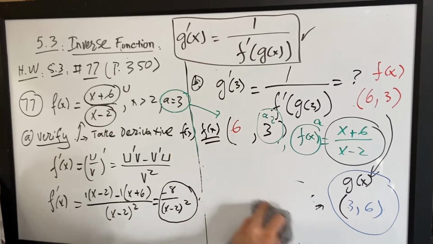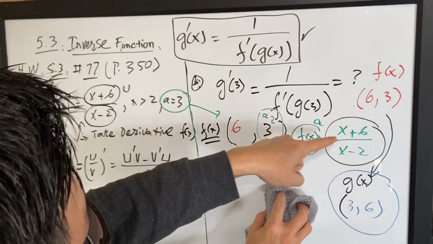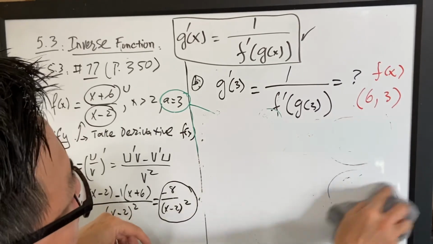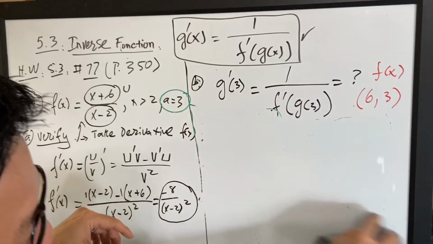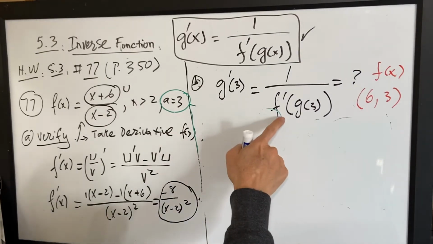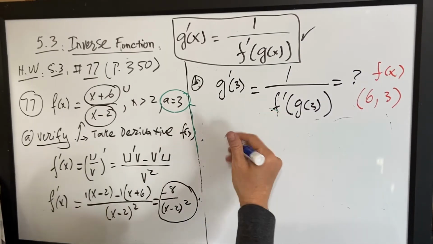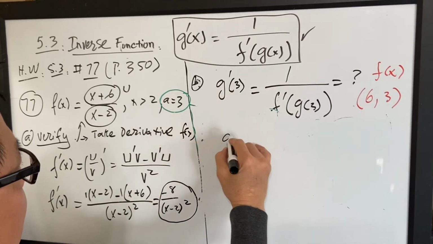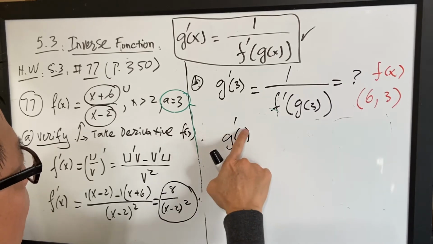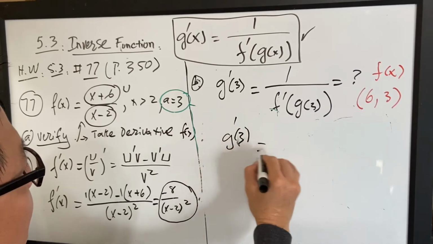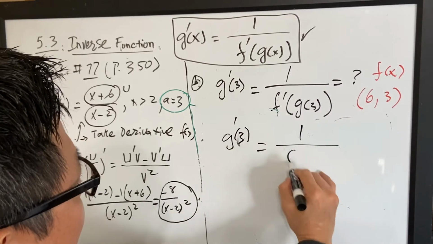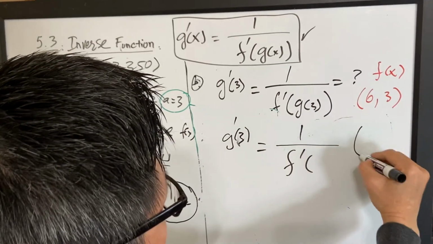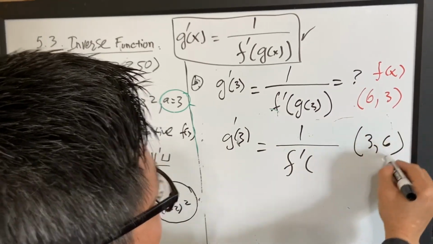Okay, now that you have this, I'm going to erase this for you. Okay, here we go. You are now looking for the derivative of the inverse of g at 3. So we got 3 right here, 1 over f prime. But then you see, what is g of 3, guys? The inverse is what? 3, 6. There we go.